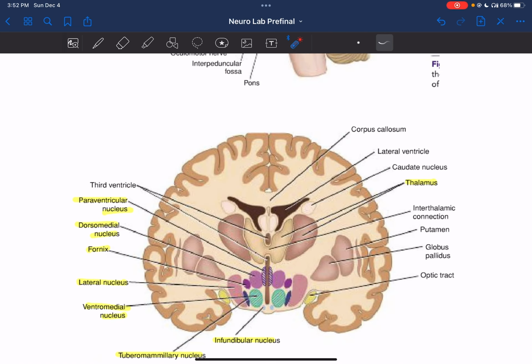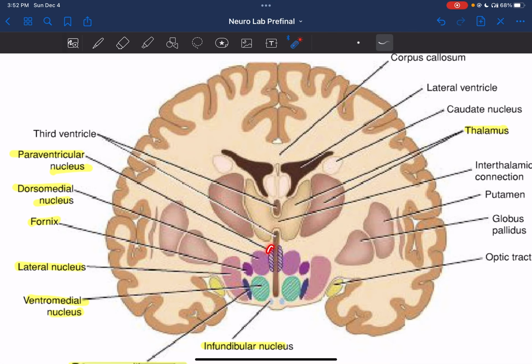In this diagram, again, the importance of this diagram is to know where each nucleus is located. And let's try to understand that logically. Okay, this is your ventricle. Fine, this is your third ventricle. Now, parallel to that third ventricle, you will have a nucleus called your paraventricular nucleus. Okay, logic. Parallel to the third ventricle, you will have the paraventricular nucleus.